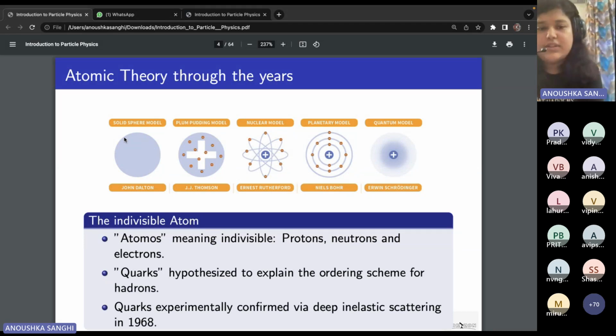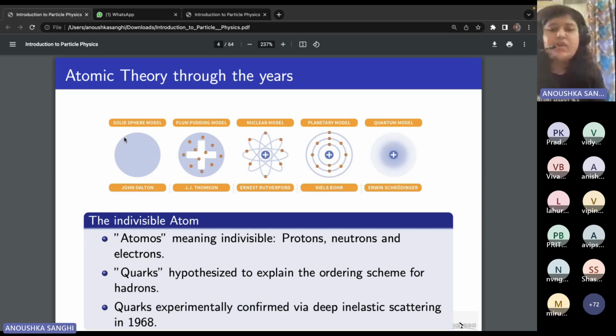First is the solid sphere model, which was given by John Dalton. As you know, he considered that atoms were indivisible, indestructible, and also that they combined in fixed ratios to form compounds. So this was the solid sphere model by John Dalton. Later on, J.J. Thomson proposed another model, known as the plum pudding model, in which the positive charge is like a sphere, and electrons are embedded in it.